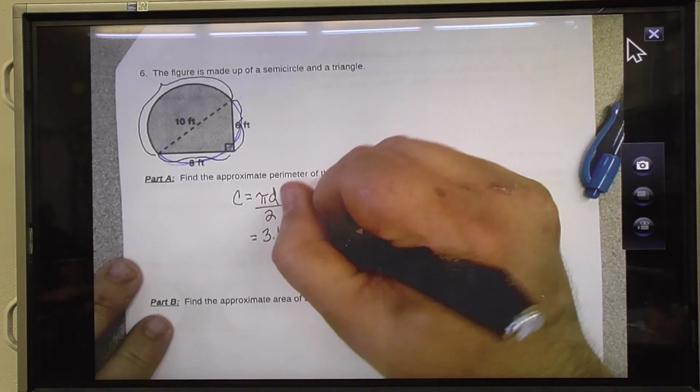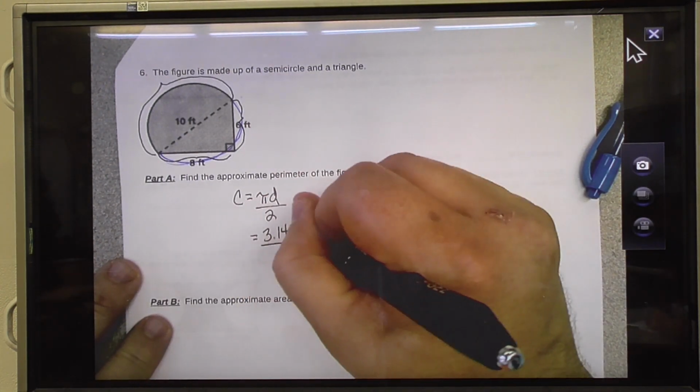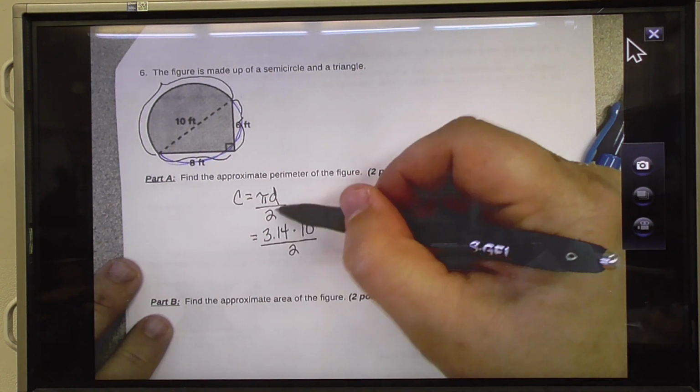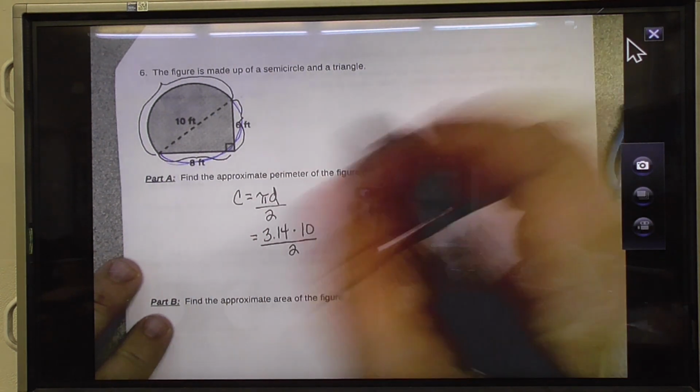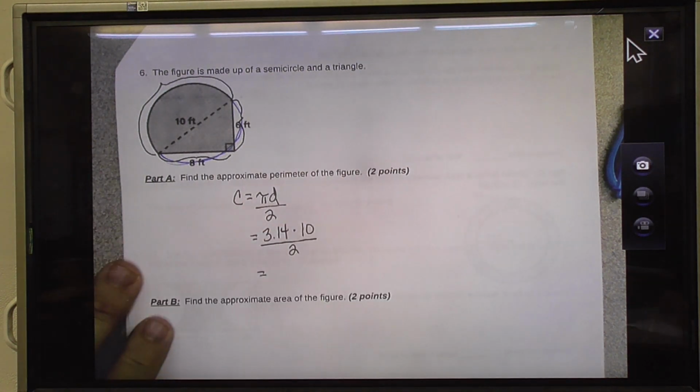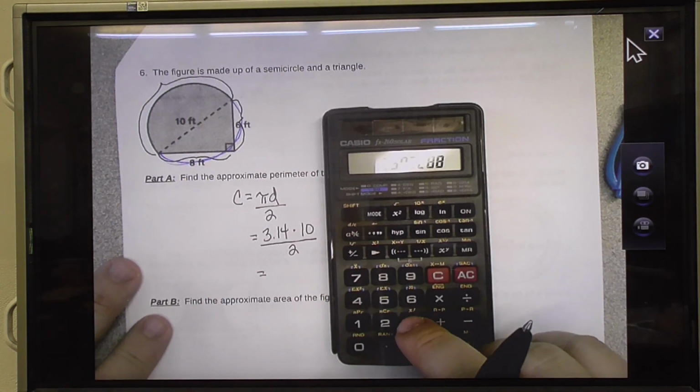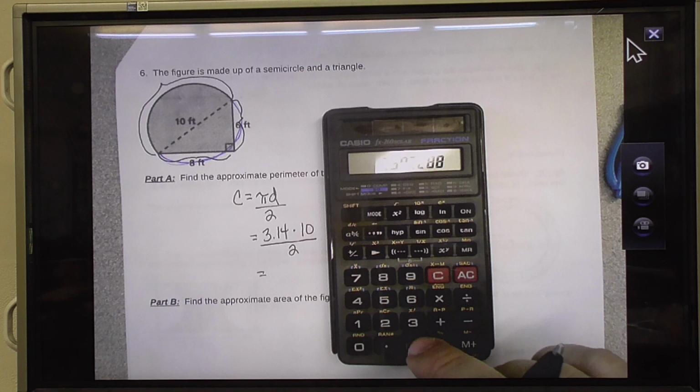So 3.14 times 10. We can't forget that we need to divide it by 2, because that's what you told me to do in the formula here. And then we're just going to go ahead and do the math. We do the top of the fraction first. If you want to grab a calculator right now, you're more than welcome to.